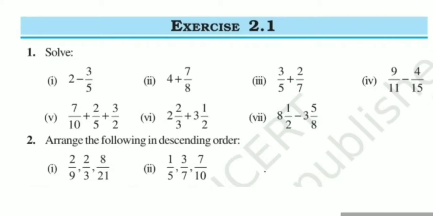So you can see 3 upon 5 is a fraction and 2 is a normal number. So 2 we also write as a fraction. Now the denominators are 1 and 5. Both are different, so you have to find the LCM, because the denominators should be the same. So LCM is 5, so we will write here 2 into 5 minus 3 into 1.